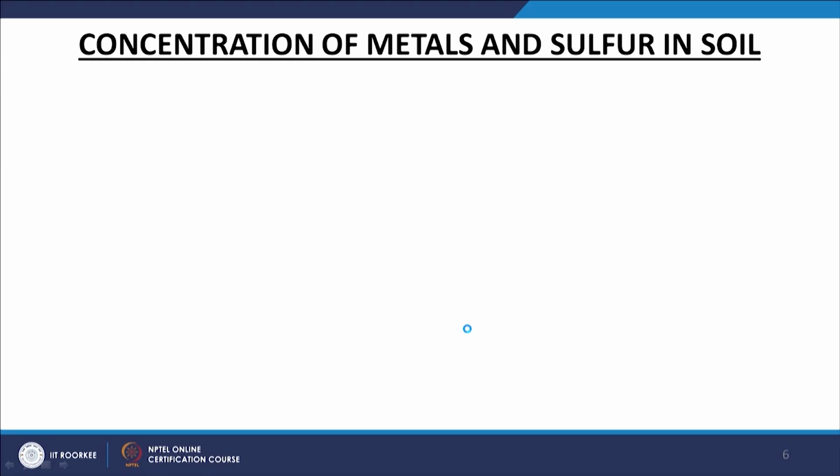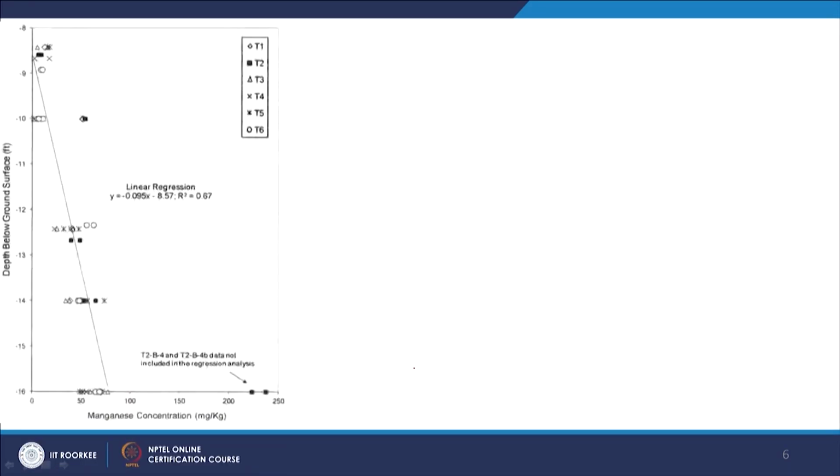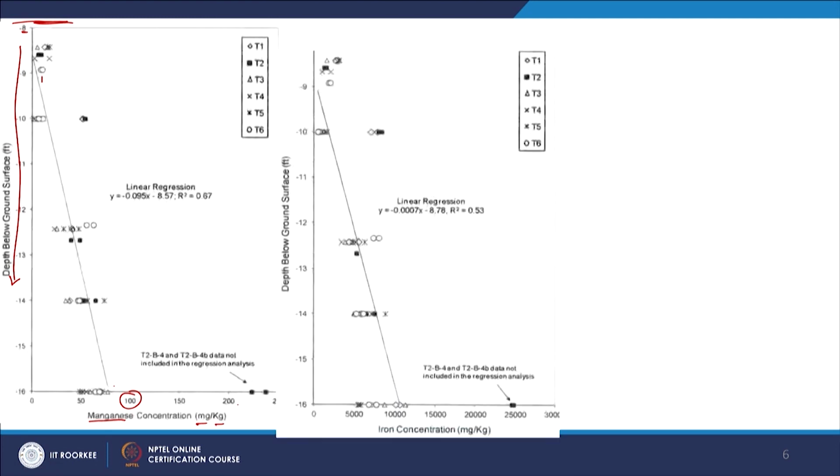So, concentration of metals and sulfur, why is this important now? Let us look at some of the relevant agents here. Here we have manganese, and as we go down, away from the surface, which is somewhere out here, so this is 8 feet below surface, 9 and so on, you typically see that the manganese concentration is increasing, with a maximum of around 100 milligrams per kg. Let us look at the other more important case.